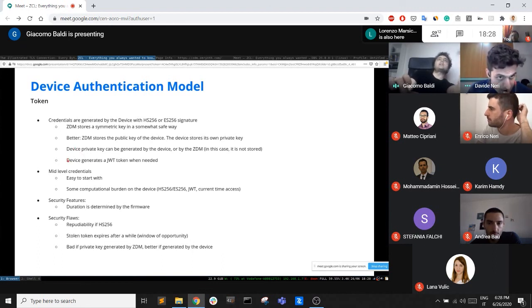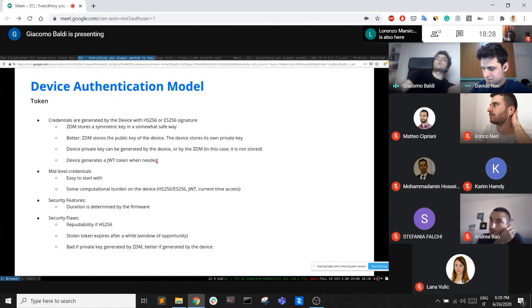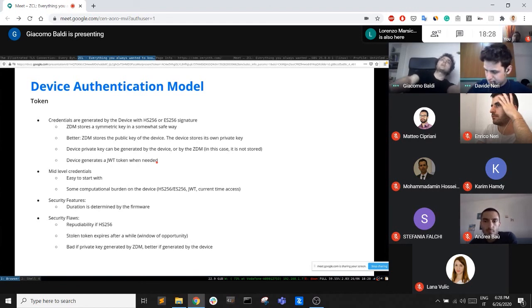Then it's the device that generates a JWT token when needed. So this is better than the fixed token. It's still authenticity, because the device can decide to generate a token that lasts for 1 year. So for 1 year, we accept authenticity instead of authentication. But it's better than the fixed token, where the device doesn't even know how to generate a JWT token. It just sends a string. This is also easy to start with.